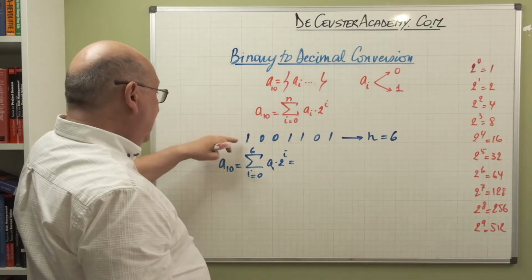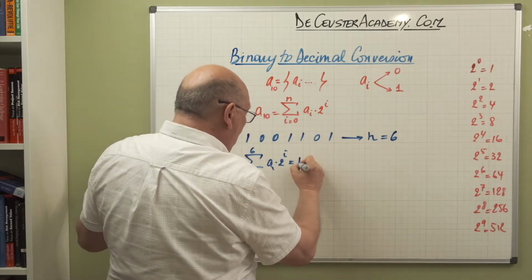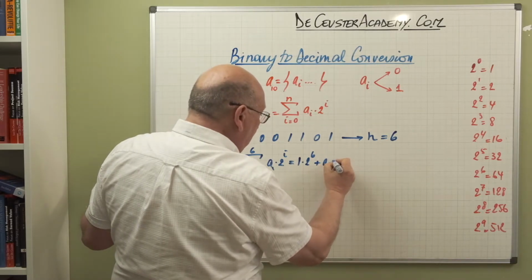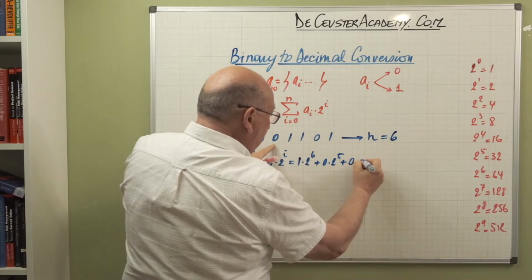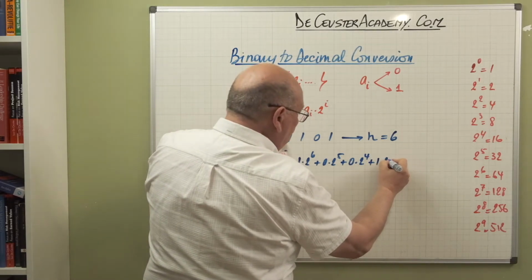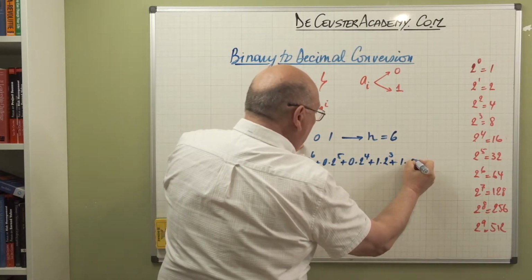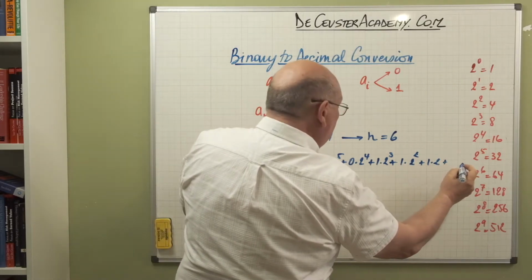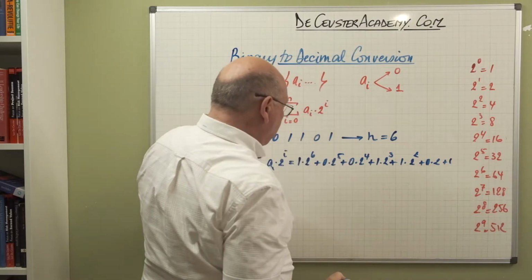And we start with the highest significance, so I say 1 times 2 to the power 6, plus 0 times 2 to the power 5, plus 0 times 2 to the power 4, plus 1 times 2 to the power 3, plus 1 times 2 to the power 2, plus 0 times 2, plus 1.